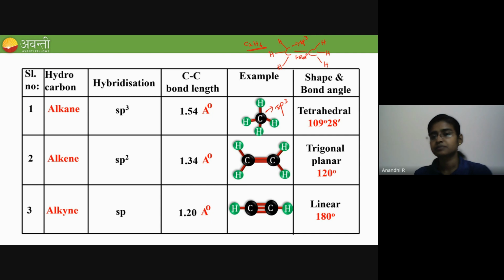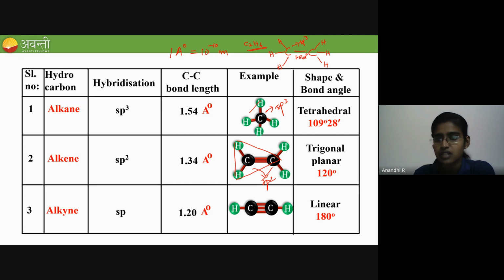Got it? In terms of meter, 1 angstrom is equal to 10 power minus 10 meter. This is the bond length. In alkene, the carbons are sp2 hybridized. These two carbons are sp2 hybridized carbons, and around each carbon there are 2 hydrogen and 1 carbon. If I connect these 3 atoms, I'll get trigonal planar geometry, right?